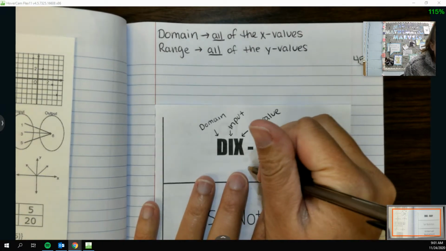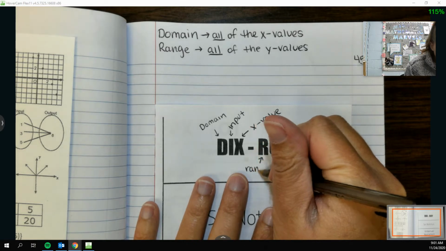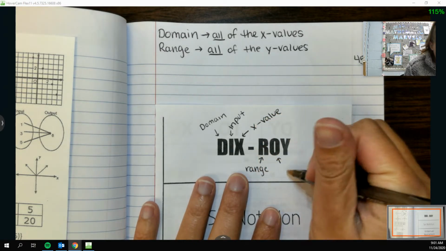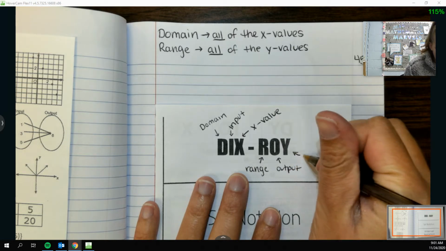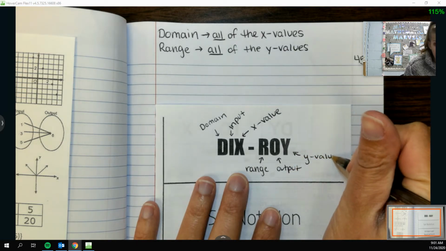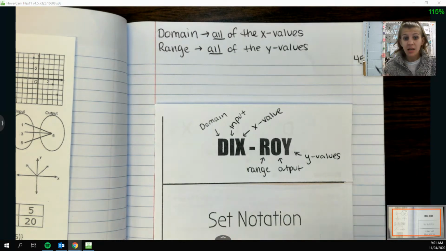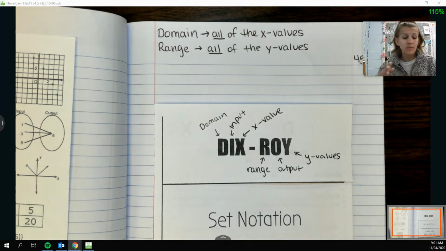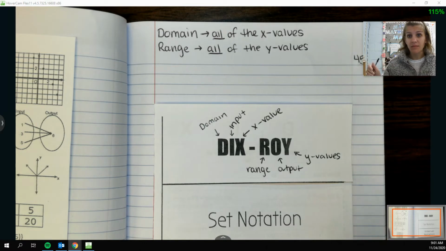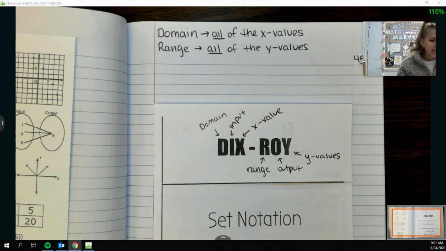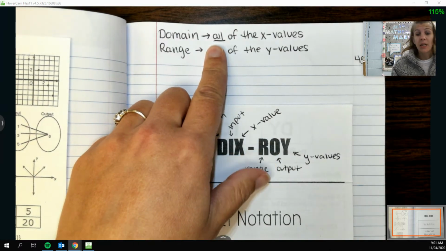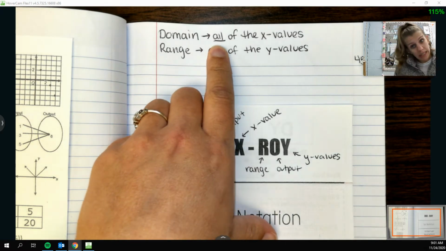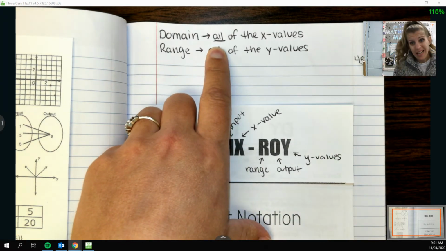And then ROY stands for range, output, or Y values. Because again, they all mean the same thing. Range, output, Y values, all talking about the same thing. Those are our dependent variables.